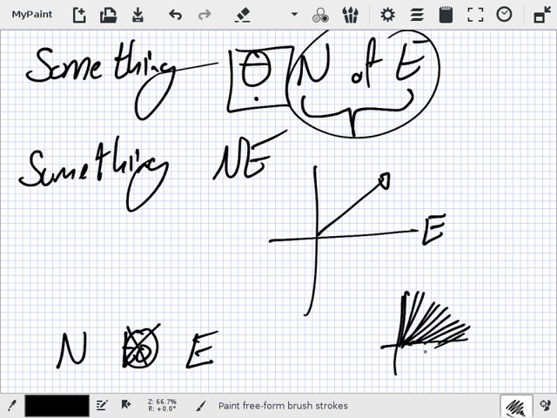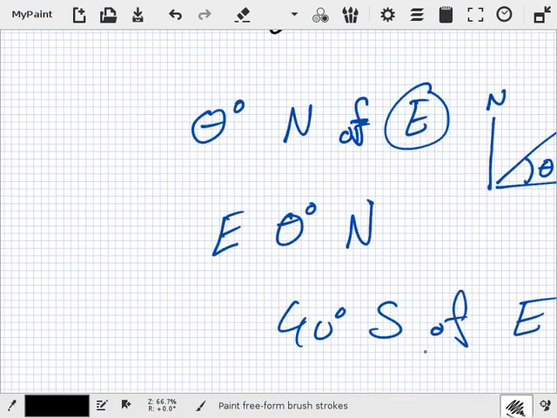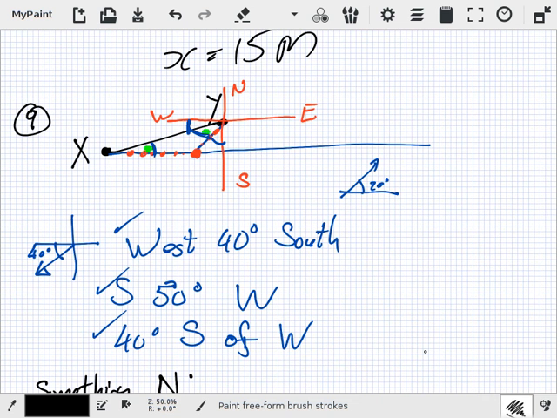Okay, we're back to this one. Can we say 50 west of south? You could say 50 west of south. Yes, you could. You could say that. So that's another way to say it. Okay, I think we've talked enough about north, south, east, and west. We can go on to number 10 now.